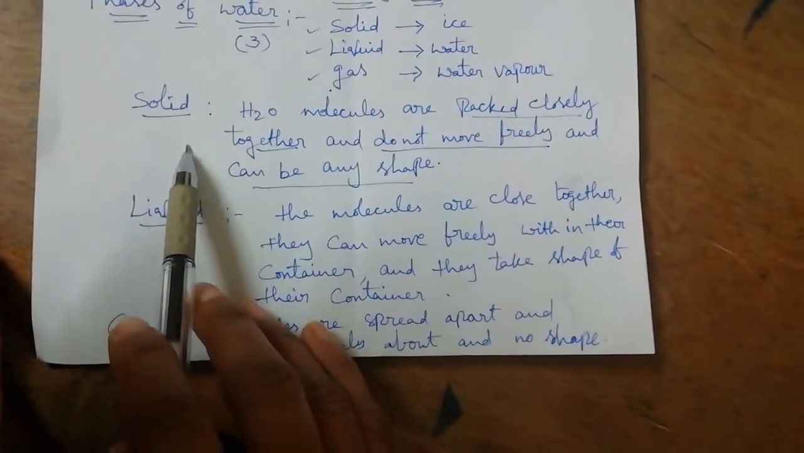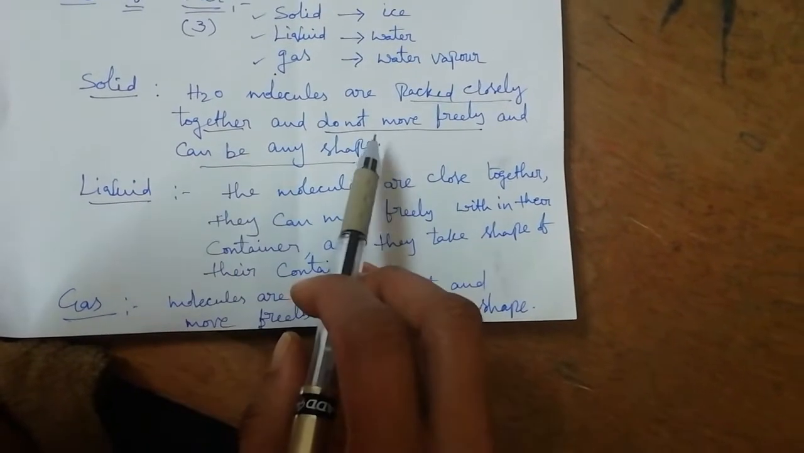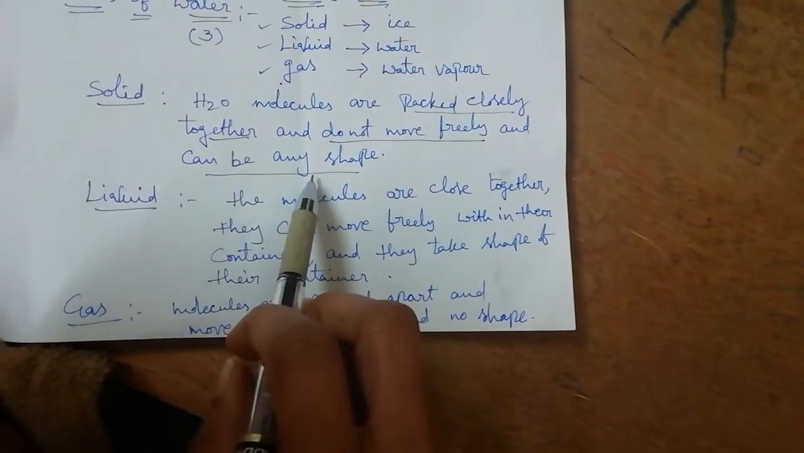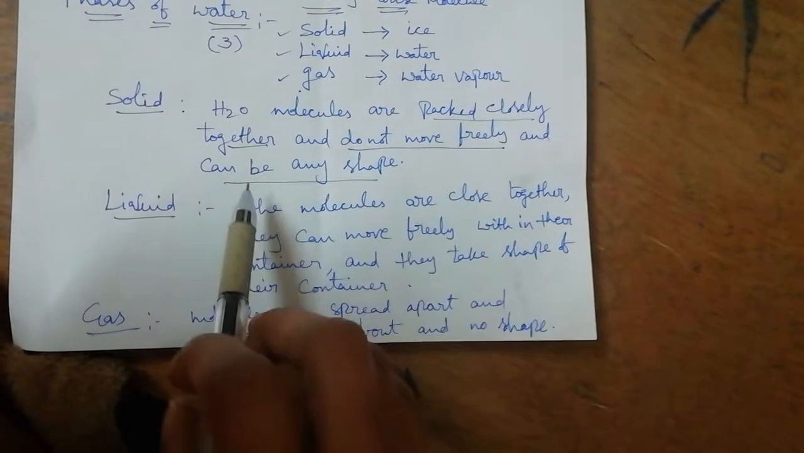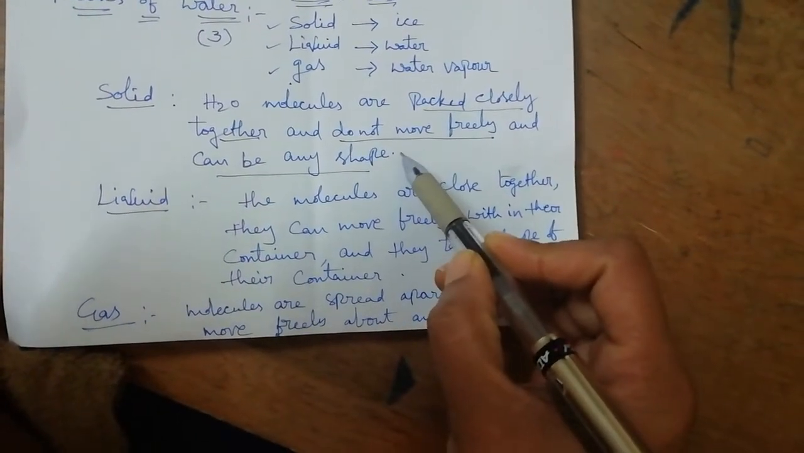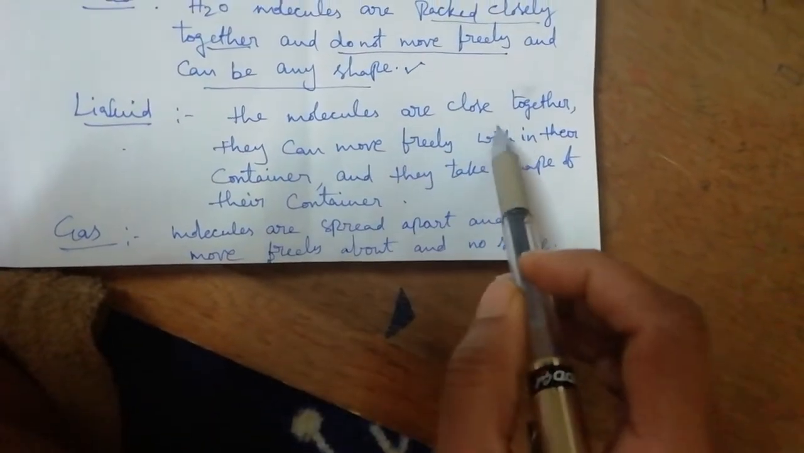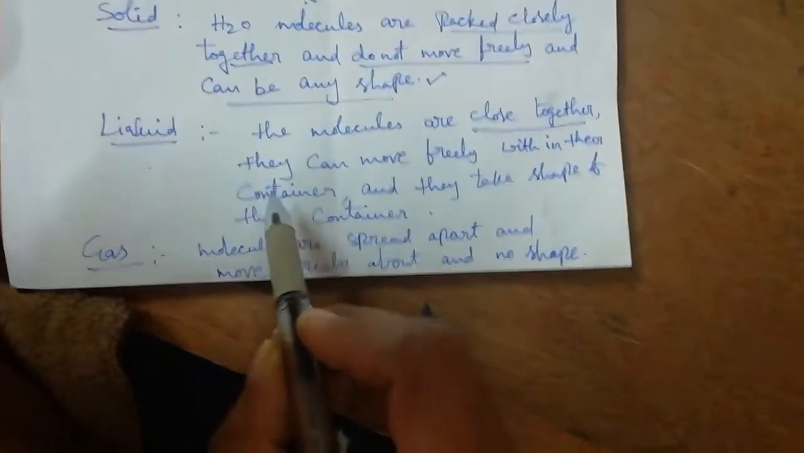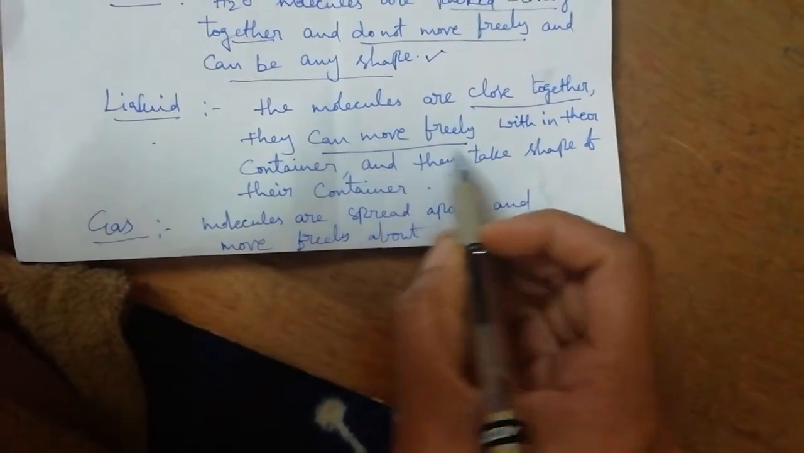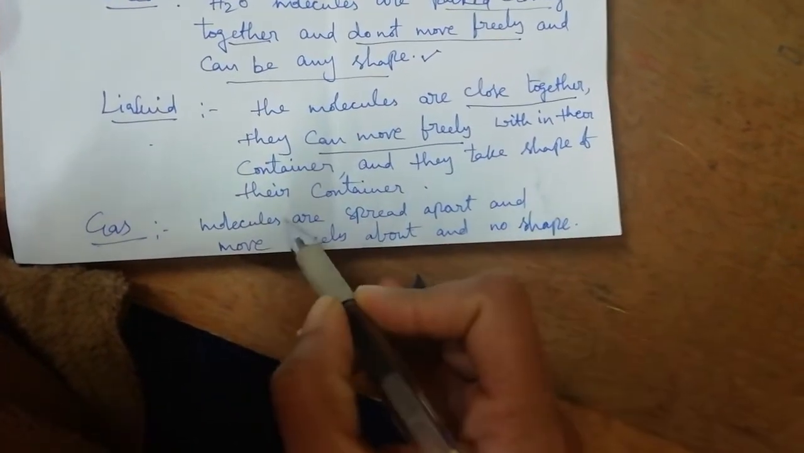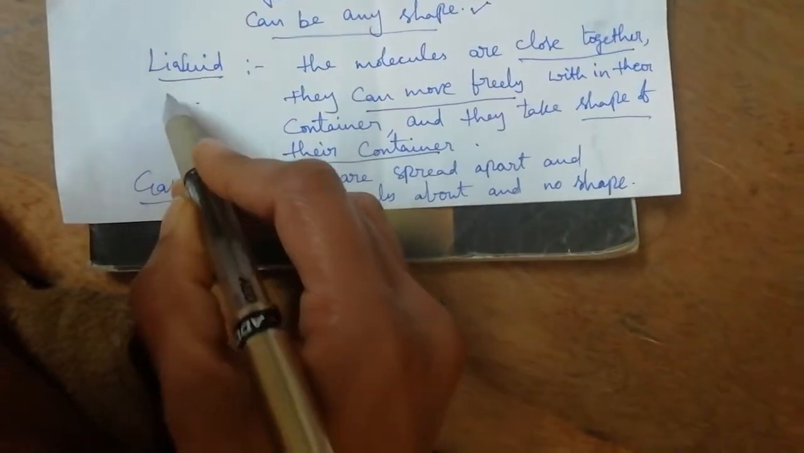In the solid phase, how will the H2O molecules be? The H2O molecules are packed closely together and do not move freely and can be any shape in the solid phase. See, three points are here: packed closely together, do not move freely, can be any shape. You can practically see this phase of water by using your refrigerator. Next one, liquid. The molecules are close together. This is important: they can move freely. Here in solid, they do not move freely, and in the liquid phase they can move freely within their container, and they take the shape of the container. Often we see this phase of water.